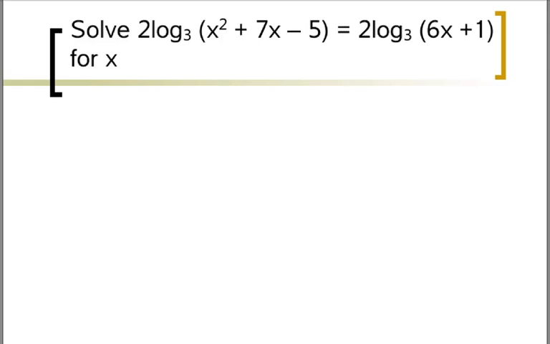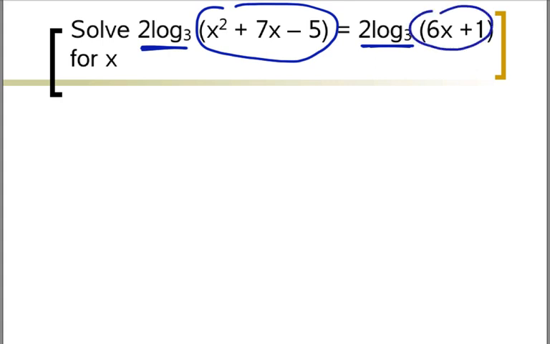Alright class, in this lesson we're going to take a look at solving log equations. And in this particular equation, we don't have to really use any log properties. All we need to notice is that we've got 2 log base 3 equal to 2 log base 3. It doesn't really matter what this stuff on the inside is.